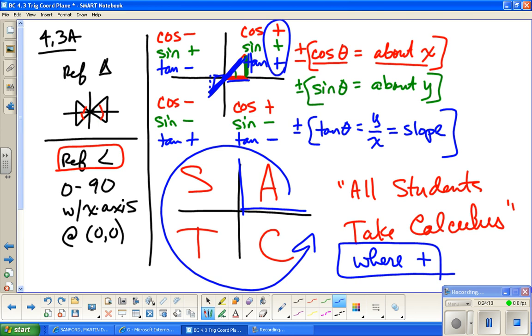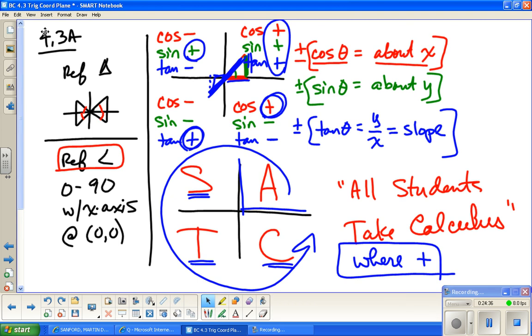In the second quadrant, only sine is positive. In the third quadrant, only tangent's positive. I should also say they're reciprocals. In the fourth quadrant, only cosine is positive. Okay, so this is just a speedy way to remember which ones are positive in which quadrants. Okay, so all students take calculus.